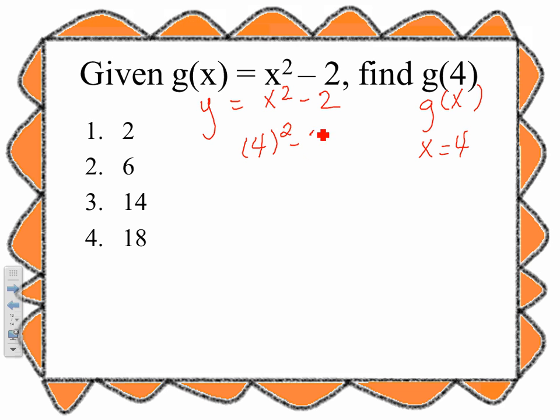So that would be 4 squared minus 2. 4 squared would be 4 times 4. That's 16. Take away 2. The correct answer would be 14.